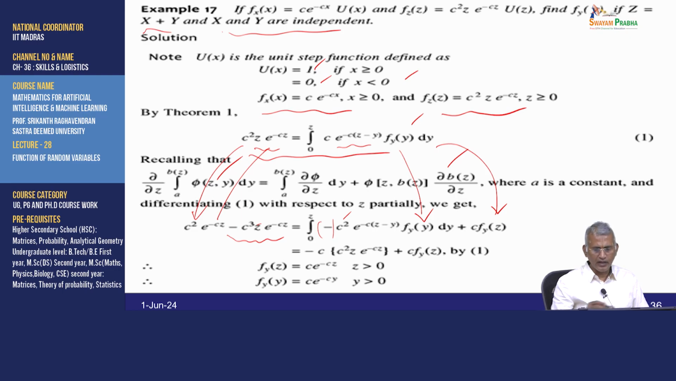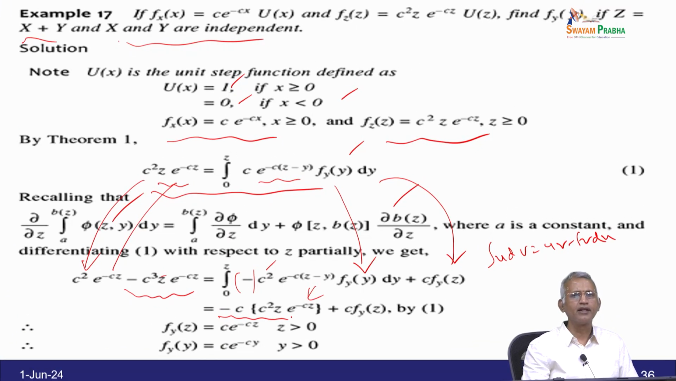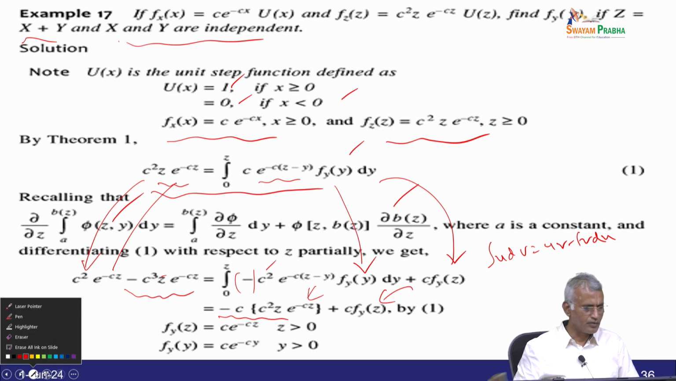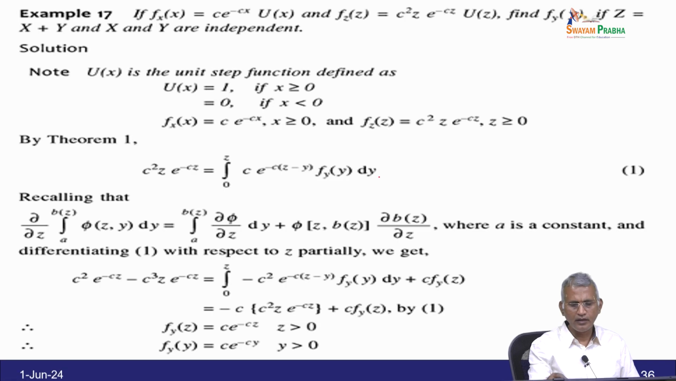Now integrate these with the help of integration by parts. Therefore, the resultant is the integral of u dv equals uv minus the integral of v du technique. Now apply it: it becomes minus c into c squared z e^(-cz), and this is kept as it is. Now substitute 1 in this equation, so that f_Y(z) equals c e^(-cz), where z is positive, and f_Y(y) is equal to c e^(-cy), where y is positive. So this way we can get the solution to the problem 17.